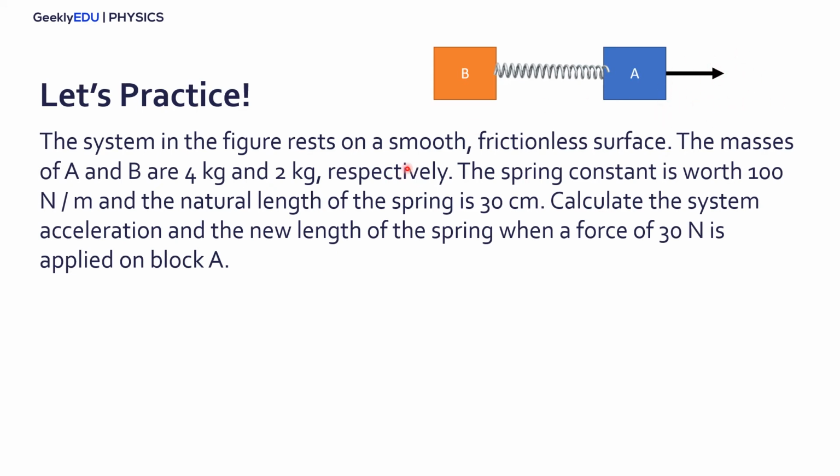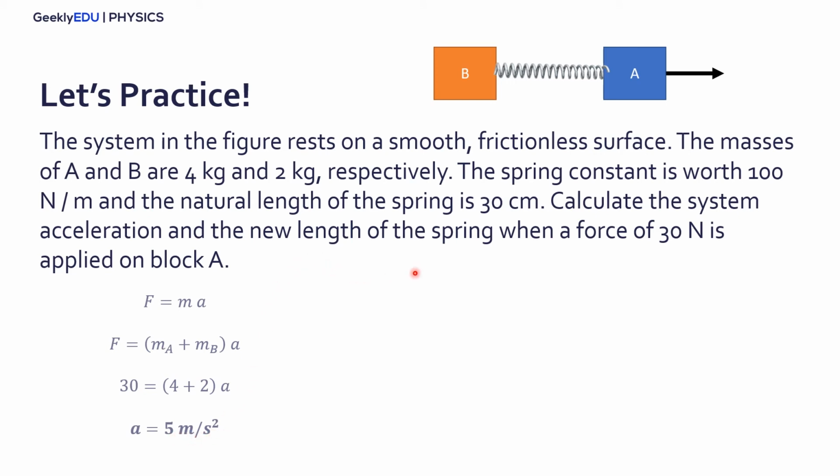Alright, for the acceleration of the system, we can just apply Newton's second law of motion, and let's neglect the mass of the spring here. So we have that the total force equals the mass of A plus mass of B times the acceleration. We know that the total force is 30, mass of A is 4, and mass of B is 2. We can then find an acceleration of 5 meters per second squared.